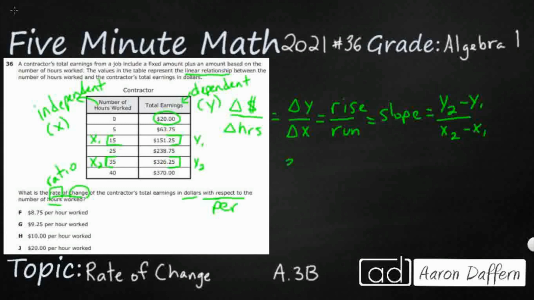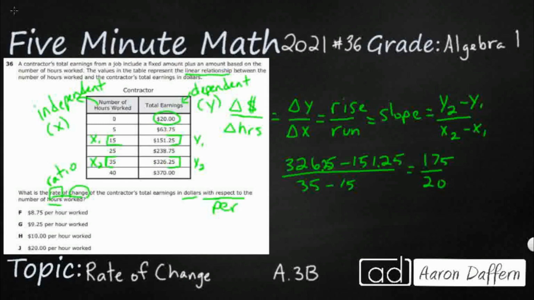And then here we go. We've got 326.25. Minus 151.25. Let's make sure we get that correct. There we go. Over 35 minus 15. All right, so if we pull out our calculators, really it's going to be just the 326 minus the 151, right? Because the 0.25s cancel each other out. So 326 minus 151 is going to equal 175.